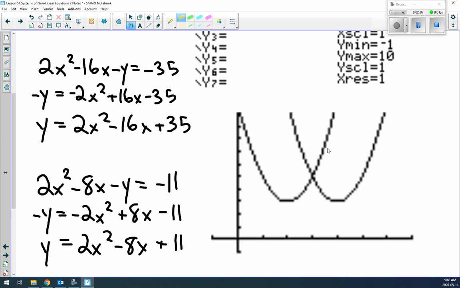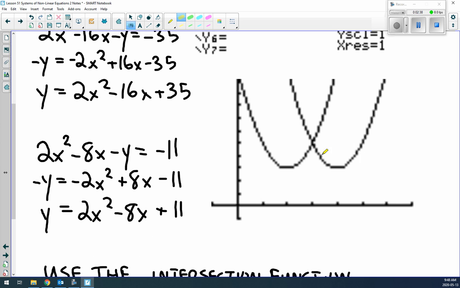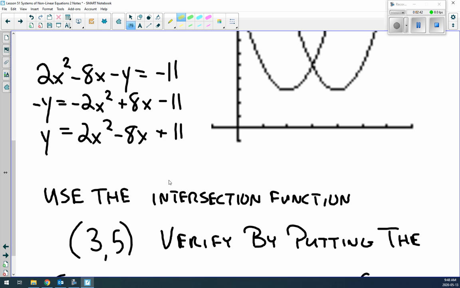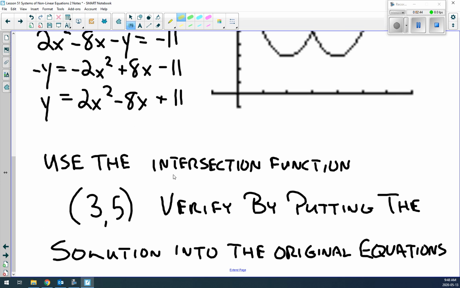Graph it, and you can see now this is two quadratics. So in this case, there's actually only one intersection point. How do we find it? We use the intersection function, so you can just do that on your calculator. In Desmos, you actually just hover over the intersection point, and it'll tell you the point. It's super easy to use.